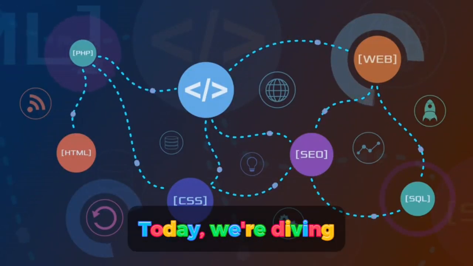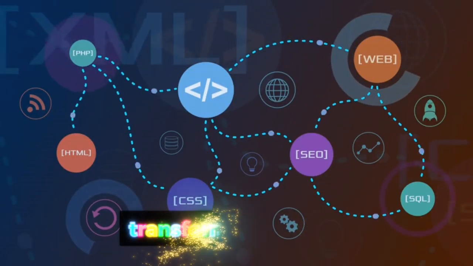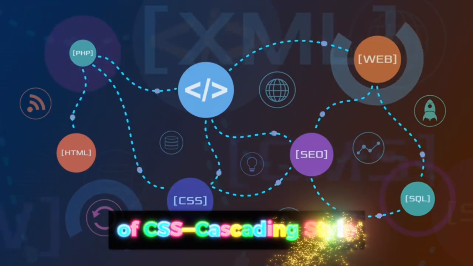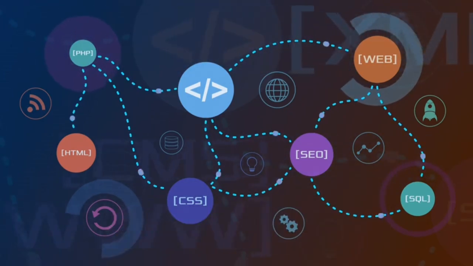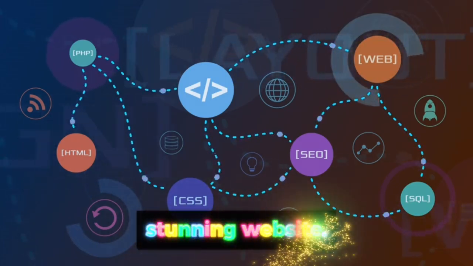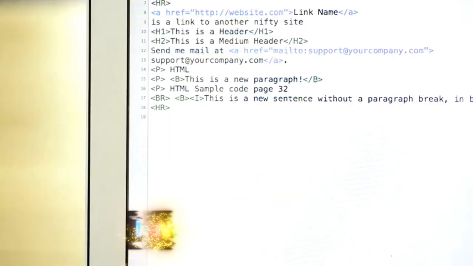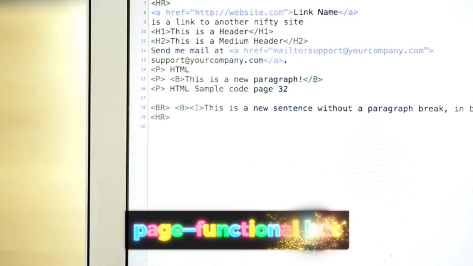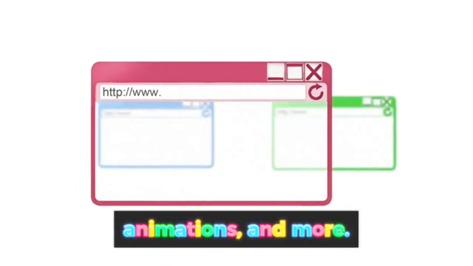Today, we're diving into the transformative world of CSS, cascading style sheets, and how it can elevate a basic HTML page into a visually stunning website. On one side, we have a simple HTML page, functional but uninspiring. On the other, the same page brought to life with CSS: colors, layouts, animations, and more.